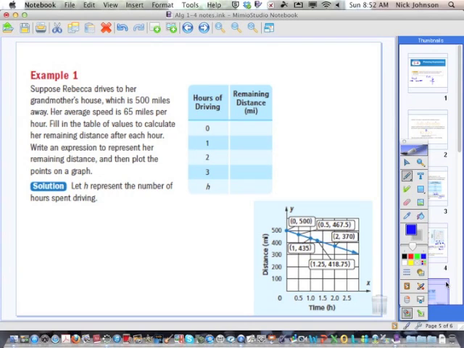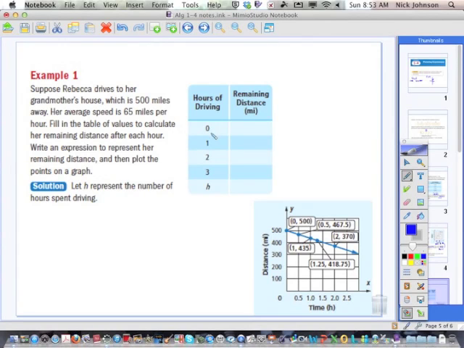If you look at example 1, it says, suppose Rebecca drives to her grandmother's house, which is 500 miles away. Her average speed is 65 miles per hour. Okay? Fill in the table of values to calculate her remaining distance after each hour. So, write an expression to represent her remaining distance and then plot the points on the graph.